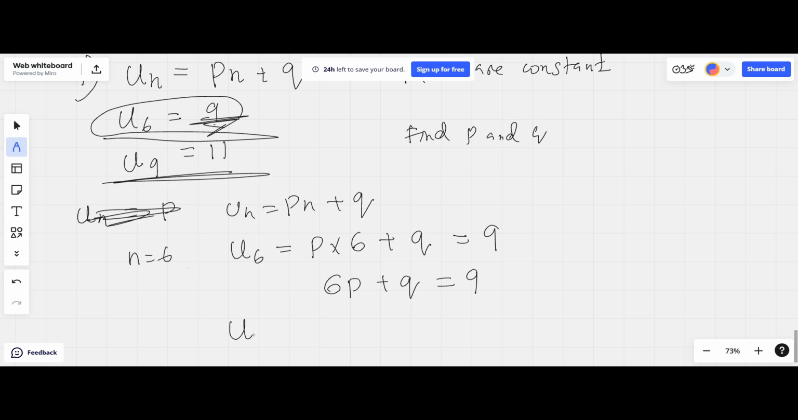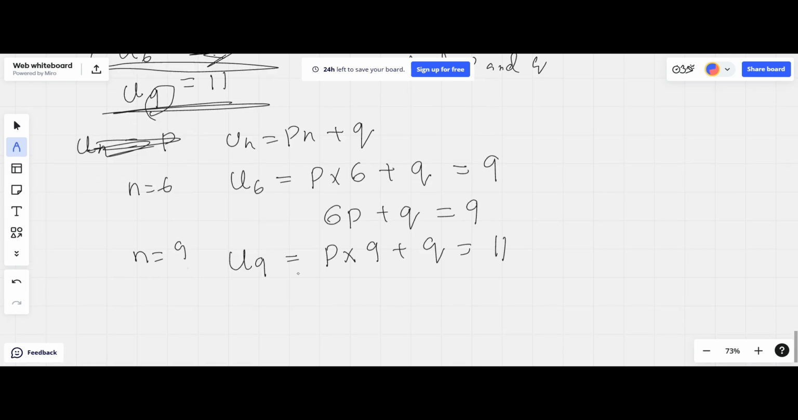So it will be U9 is equal to P into, what is N here? N is equal to 9, the ninth term. So P into 9 plus Q is equal to 11. P into 9 means 9P plus Q is equal to 11. So this is equation number 1, and this is equation number 2.